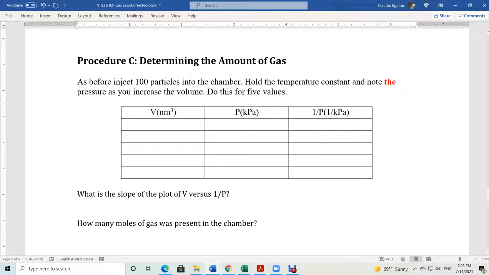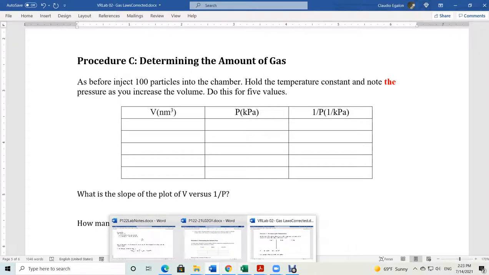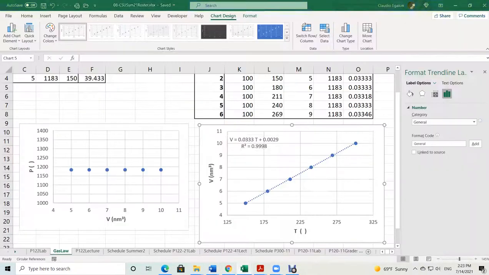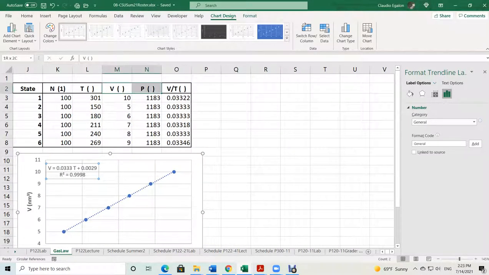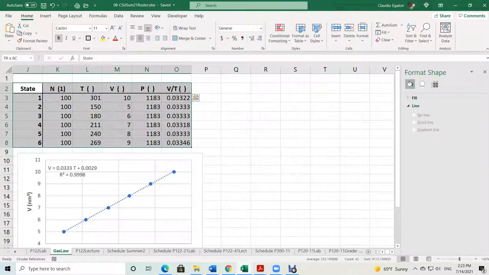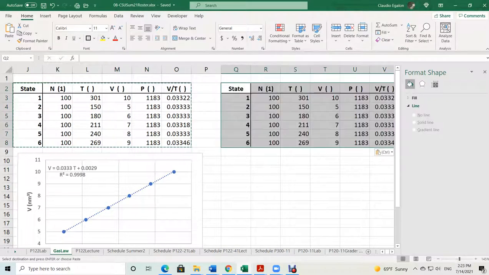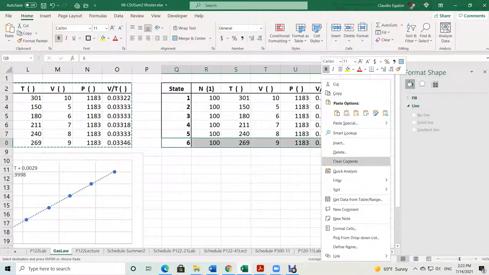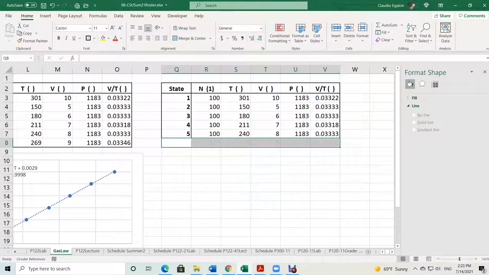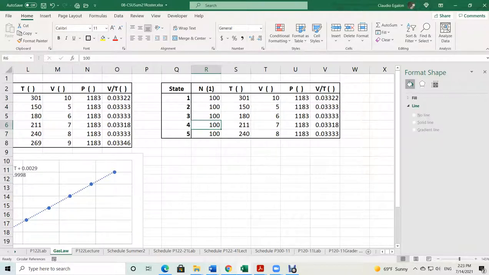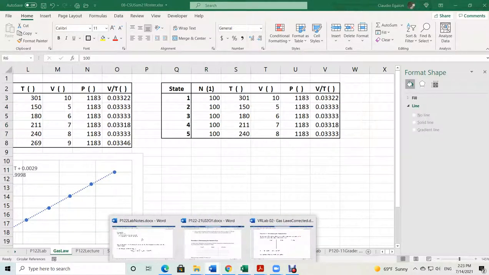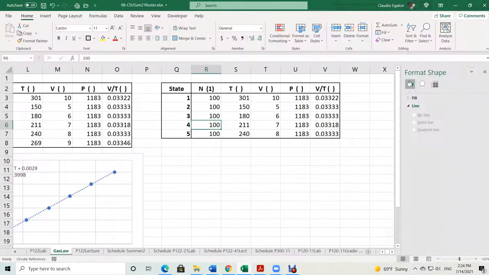Another table: volume, pressure, and the inverse of the pressure. Well, I'm going to take advantage of this, I'm going to just copy this and paste it here to make things easier for me. But now we're going to have only 5 states. Delete, shift cells up, right? I'm going to keep n constant. Let's go back to our volume, pressure, and one divided by pressure. Okay, we're keeping temperature constant.